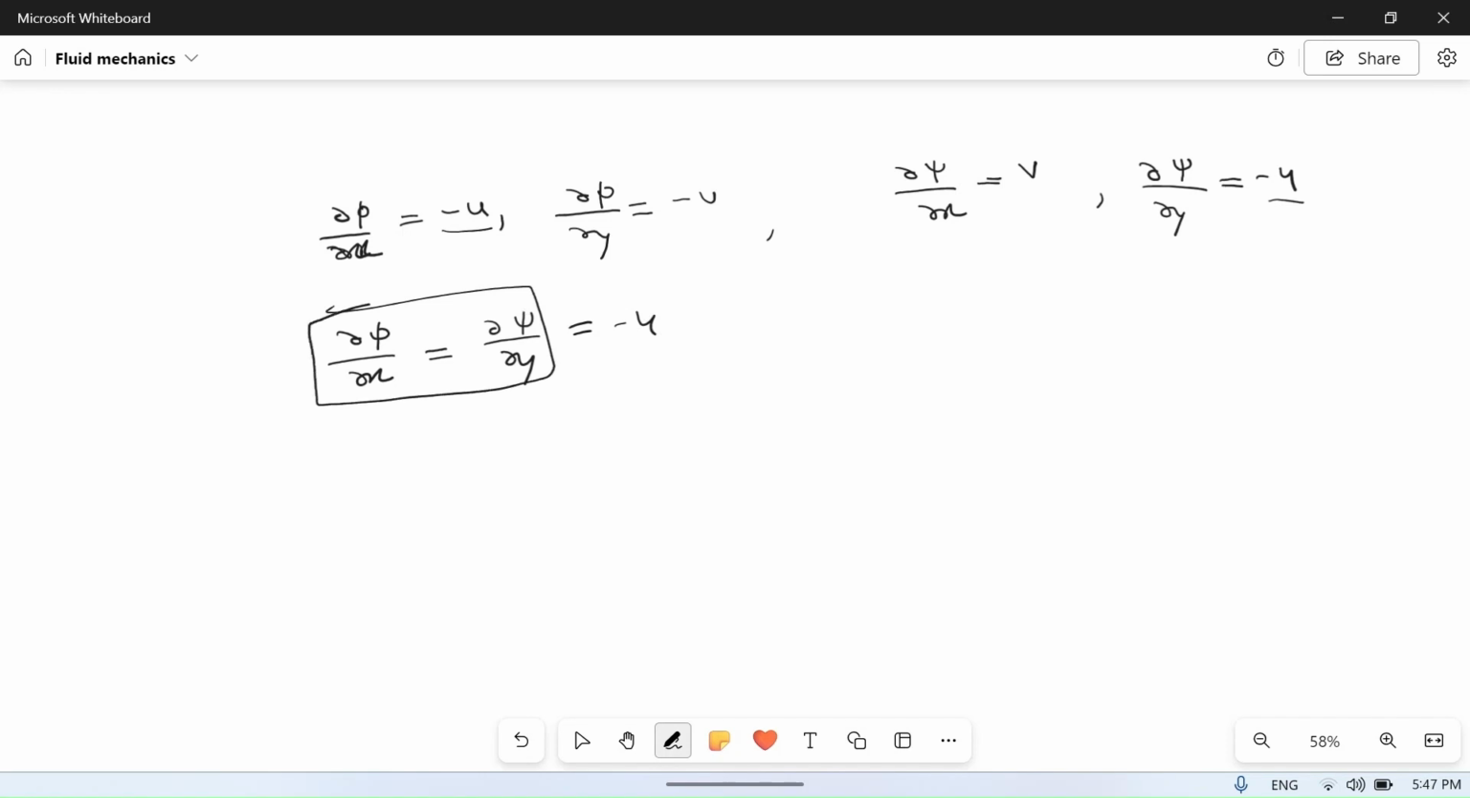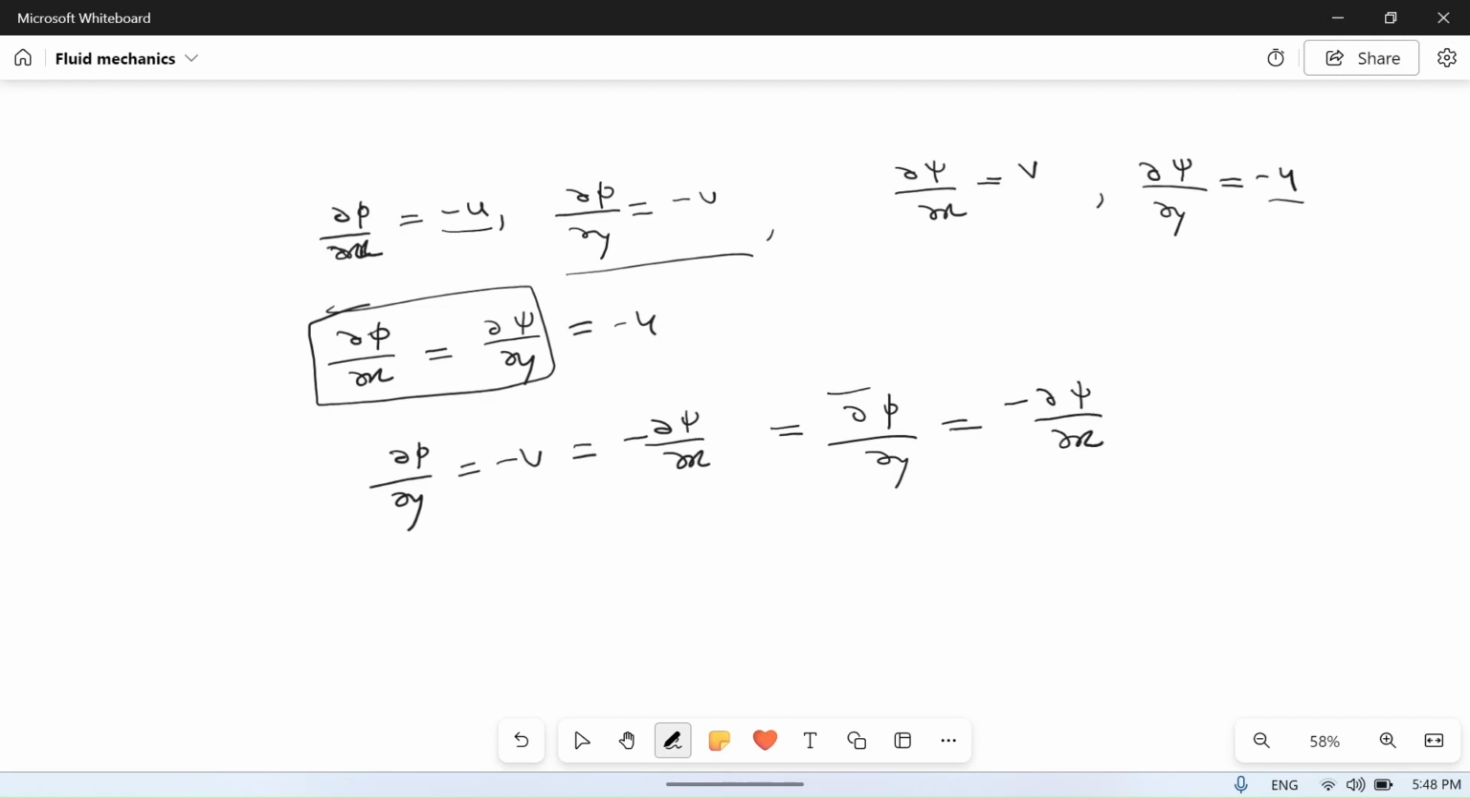So this is one relation between potential function and stream function. Similarly, if we see this, del phi upon del y is equal to minus v, and it will be equal to minus del psi upon del x, because it is v, so minus will become minus v. So from here you will get del phi upon del y is equal to minus del psi upon del x. Okay, so these two represent a relation between potential function and stream function.